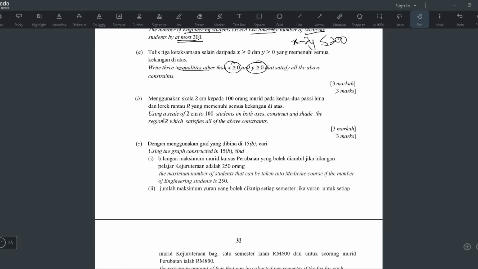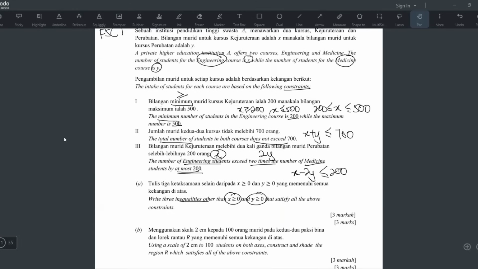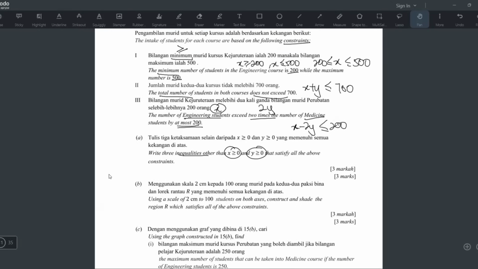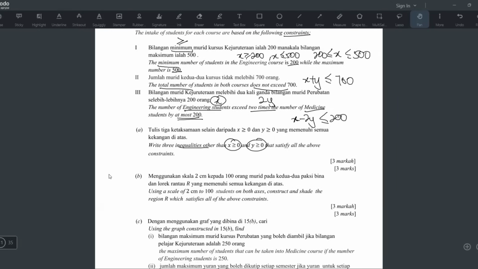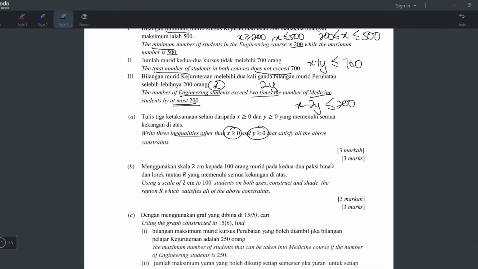Okay, B. Using a scale of 2 cm to 100 on both axes, construct and shade the region which satisfies all the above constraints. Before going to the graph paper, you need to do a step which is you have to find the coordinates. You kena cari coordinate. Tapi bukan semua line yang kena cari coordinate. You only need to cari coordinate for line yang senget. So for B, I will do it here. Okay, so ada tak line yang senget?